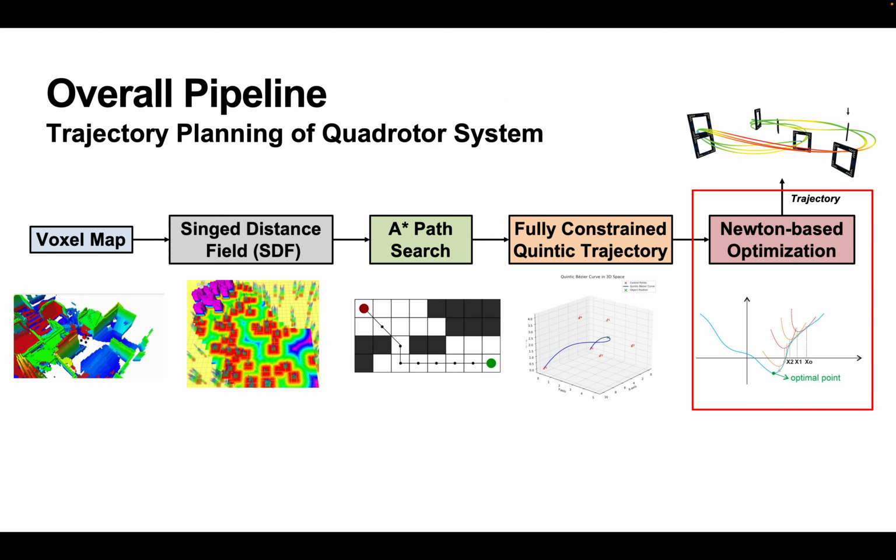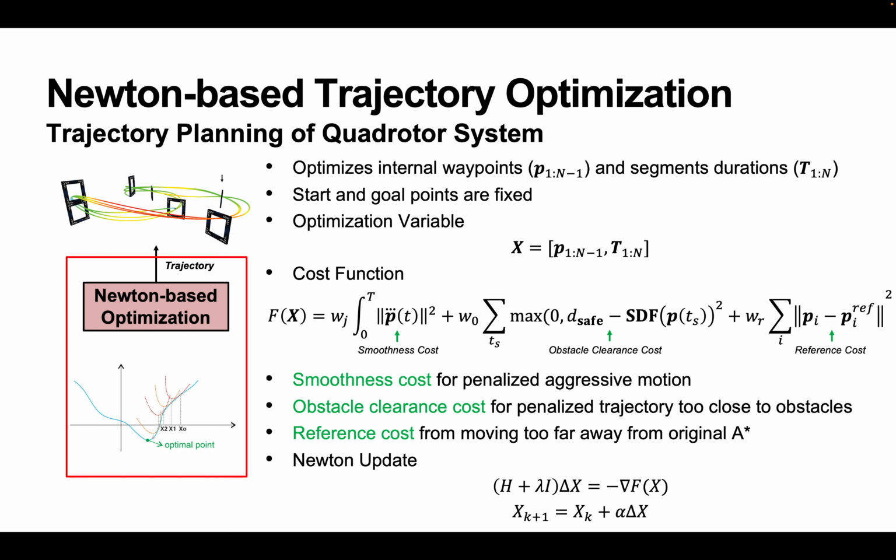After generating the initial trajectory, we apply Newton-based optimization. The optimization variables are the internal waypoint positions and the segment durations. The start and goal points are fixed. For each candidate solution, we rebuild the quintic trajectory and evaluate the total cost. The cost has three terms. The smoothness cost penalizes aggressive motion using jerk. The obstacle clearance cost uses the SDF to penalize points that are too close to obstacles. The reference cost prevents the optimized trajectory from moving too far away from the original A-star path.